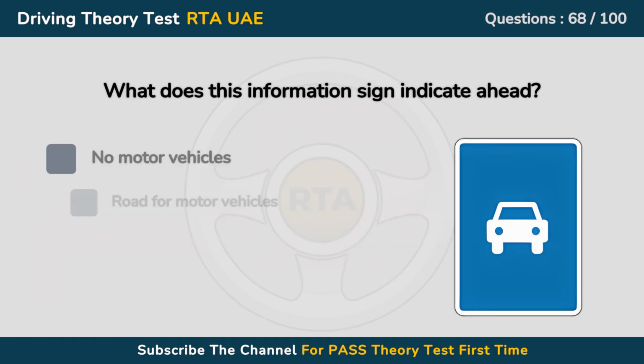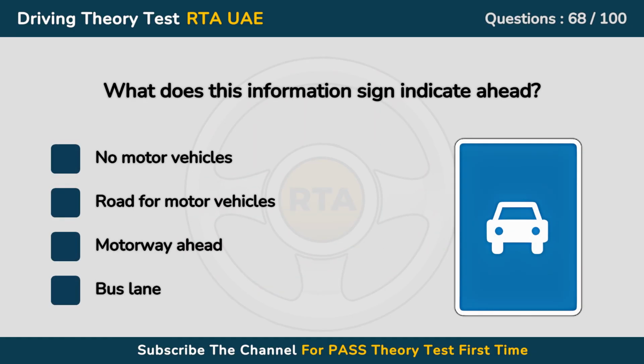Question 68. What does this information sign indicate ahead? A. No motor vehicles. B. Road for motor vehicles. C. Motorway ahead. D. Bus lane.